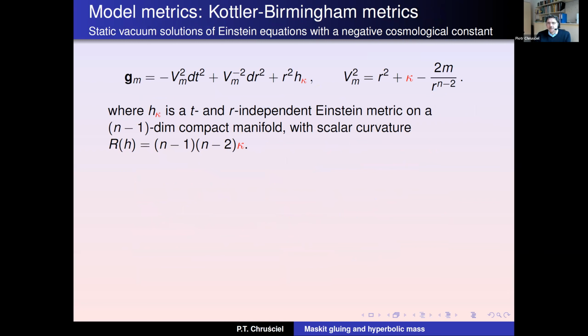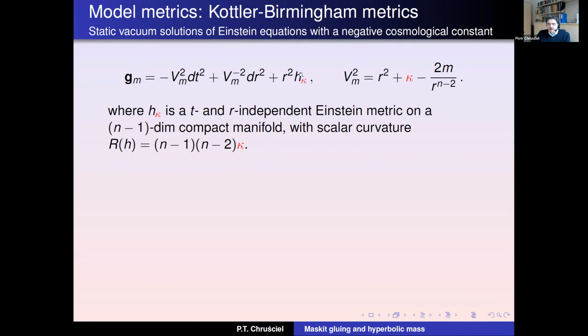Good. So I promised I'm going to remind you what these Kottler-Birmingham metrics are. These are static solutions of Einstein equations with a negative cosmological constant. The metric has a simple form. There's this lapse function which has a specific form given by this formula. The important thing is asymptotics r squared in this part of the metric and in this part of the metric. Then this metric h_k here, of course, nothing depends upon time, and this metric h_k does not depend upon r and time either. So it's just a metric in the other variables.